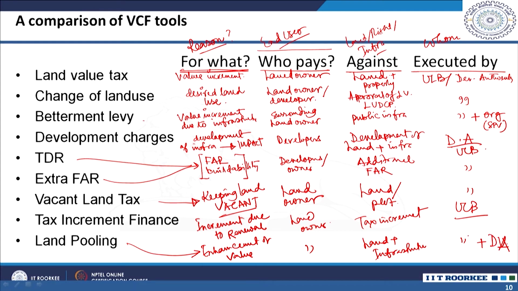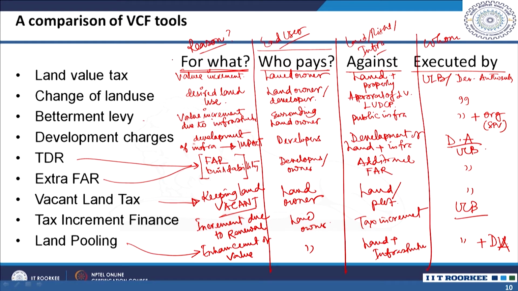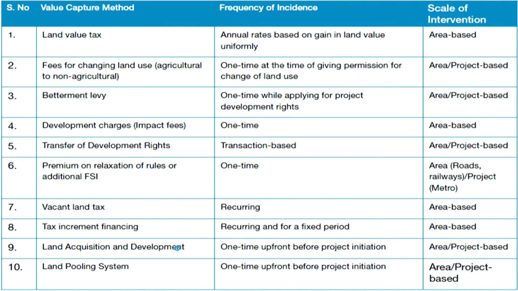Now, you can see that the whole set of categories of value capture financing have different connotations for the target group, the reason, the reference for which they are being charged, and who executes them. So, these are the differences between the various value capture financing tools. Now, let us see some comparison. This is taken from the value capture financing policy from Smart City Mission.